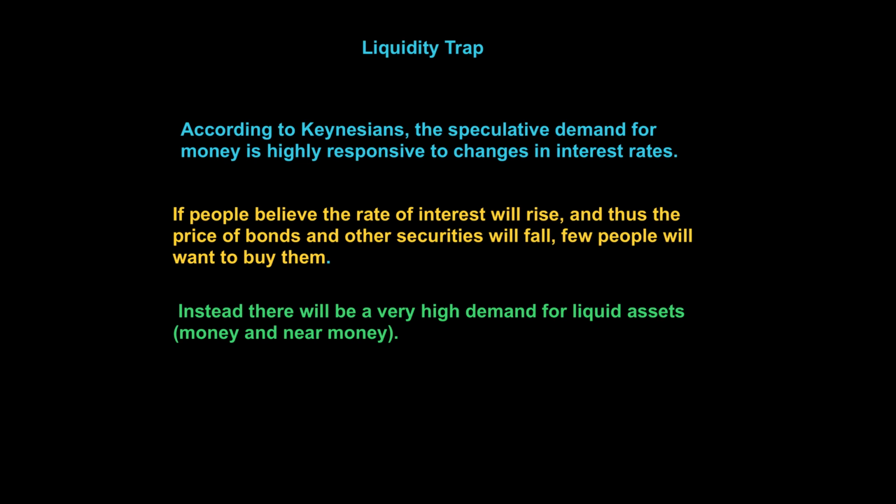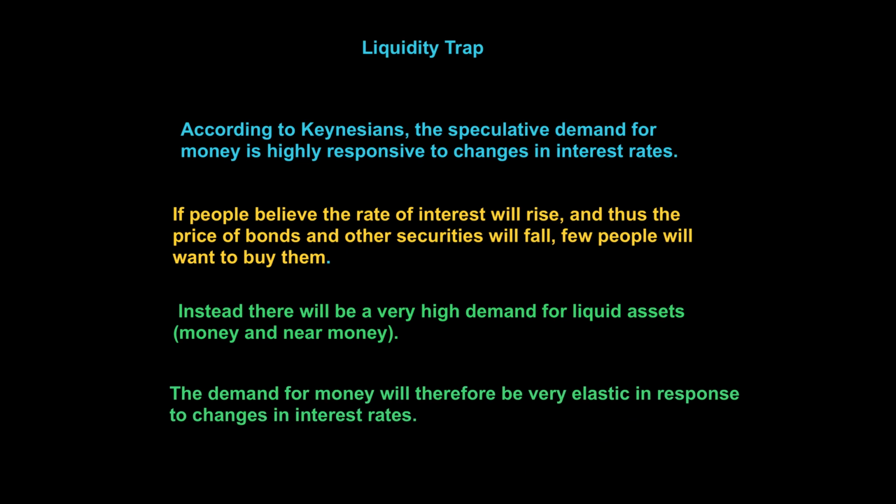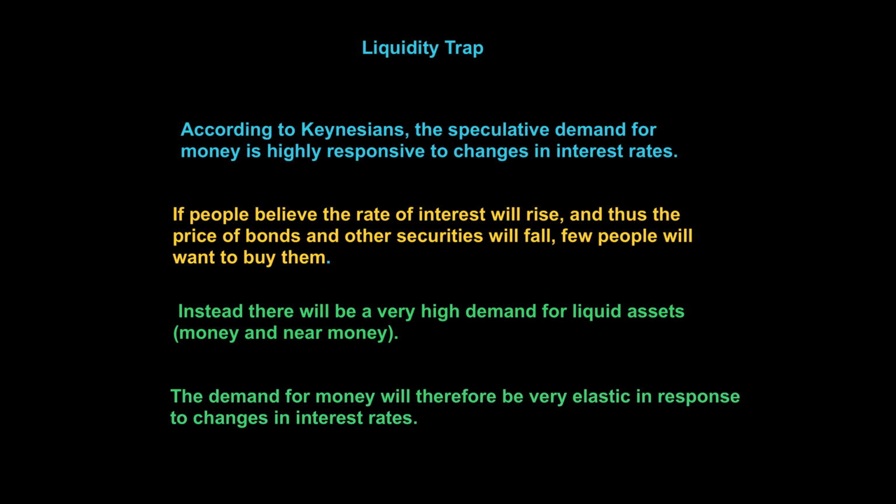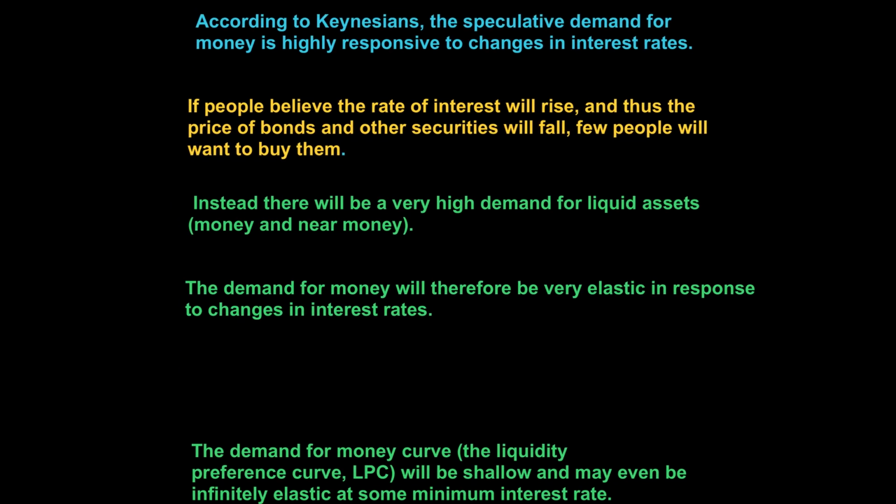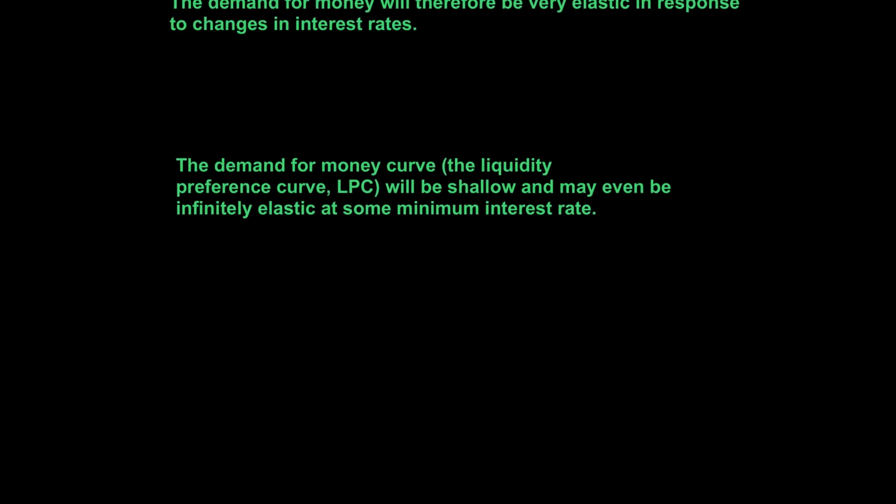So when interest rates are expected to rise, the price of bonds is expected to fall, and when the price of bonds is expected to fall, people will hold more money balances. Therefore one could argue that the demand for money will be responsive in this case. Keynesians also say that the demand for money is very elastic to changes in interest rate. In fact, the liquidity preference curve will be extremely shallow or flat at very low interest rates.